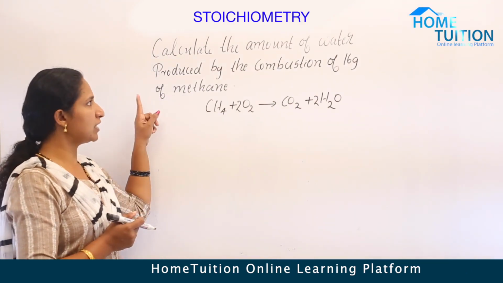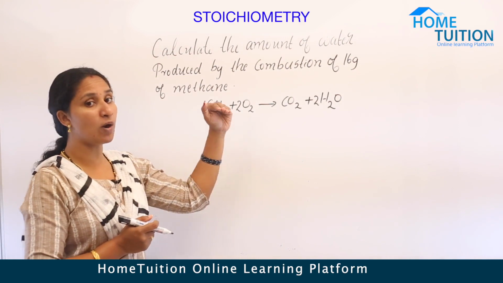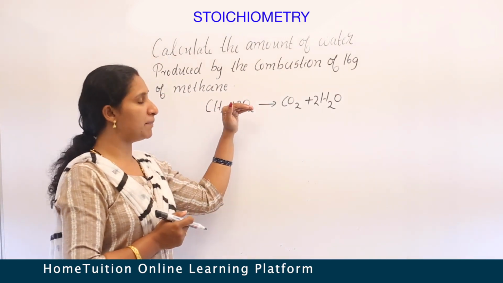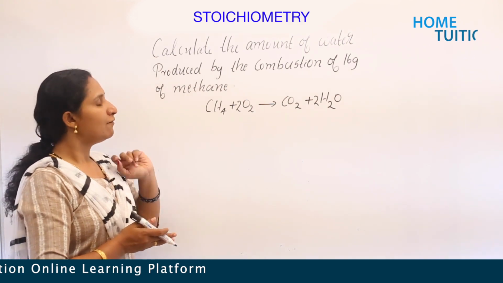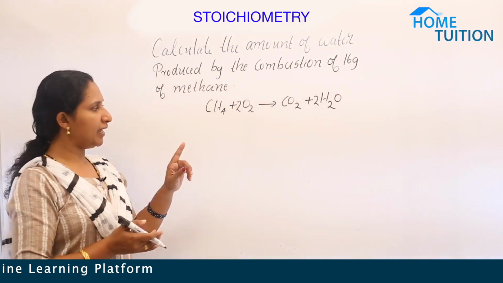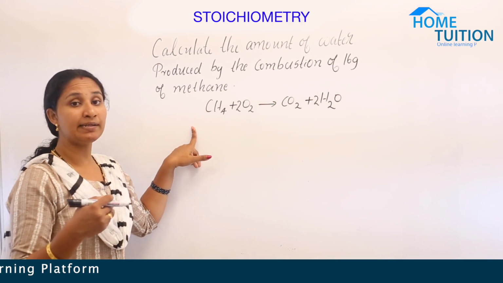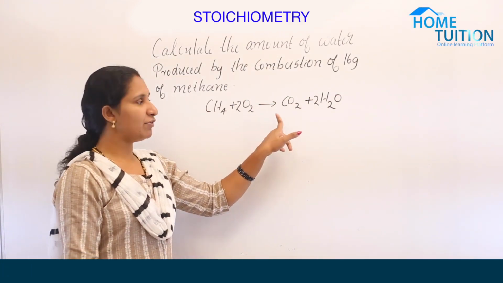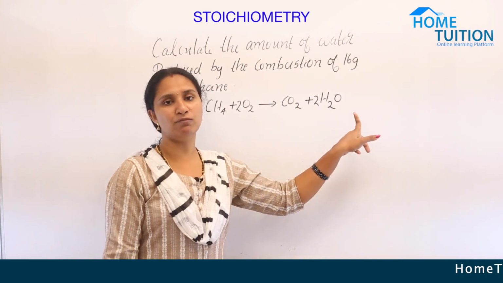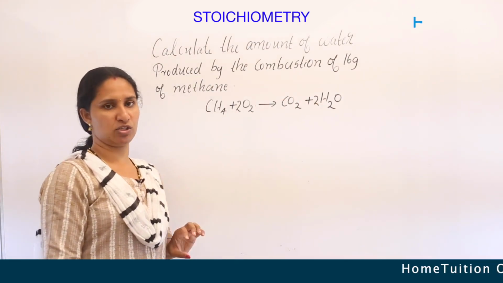Once more, what's the question? Calculate the amount of water produced by the combustion of 16 gram of methane. First write the chemical equation. Methane we know is CH4, and combustion means reaction with oxygen. On combustion we get carbon dioxide and water. This is the balanced equation.